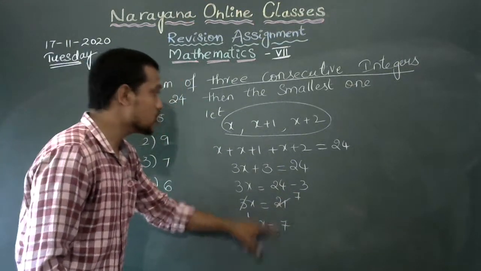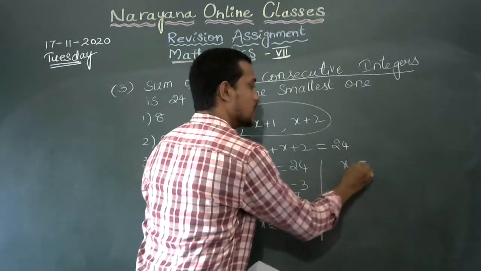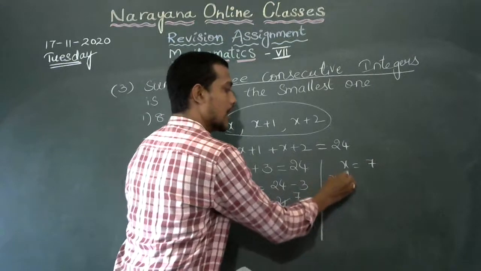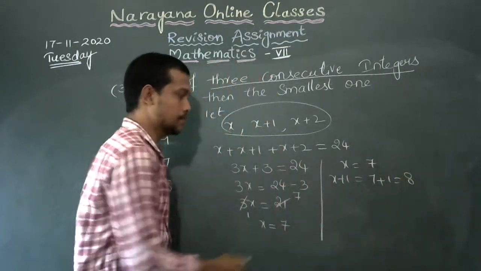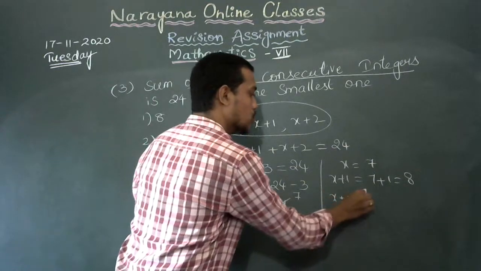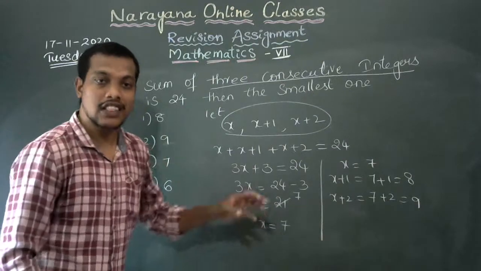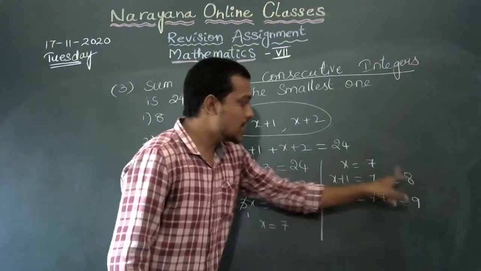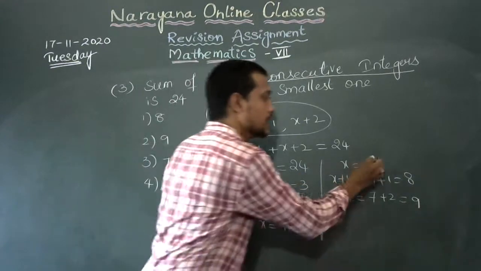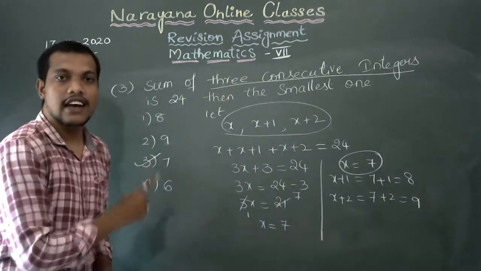Now this x value, substitute in each and every x. x equal to 7. x plus 1 equal to 7 plus 1, which is equal to 8. x plus 2 equal to 7 plus 2 equal to 9. Now the three consecutive integers are 7, 8, 9. Among these three, which is the smallest one? 7 is the smallest one. So option 3 is the correct option.